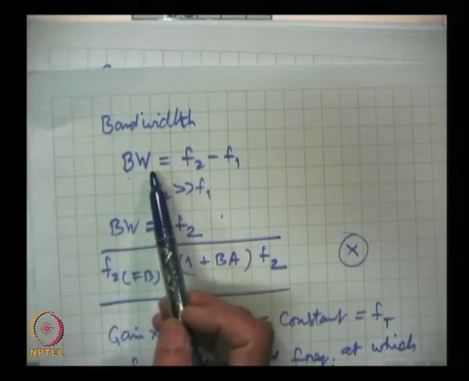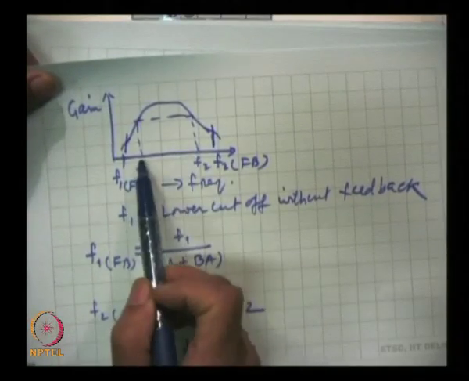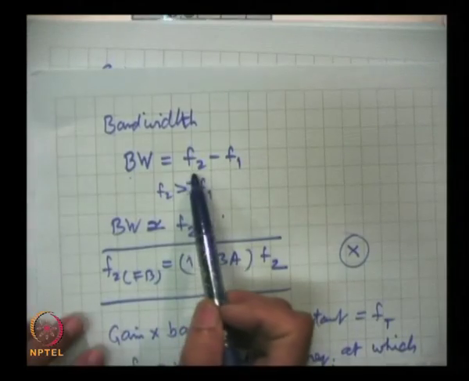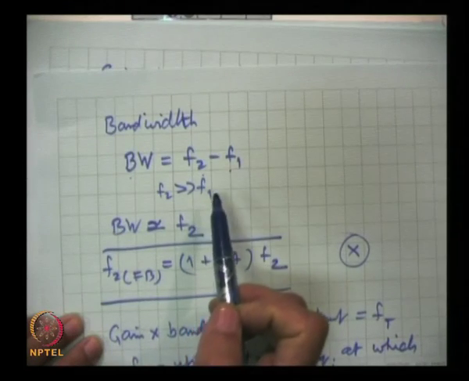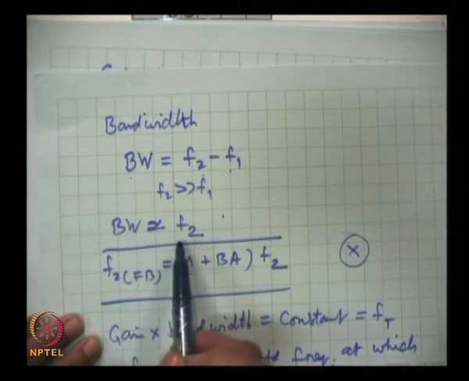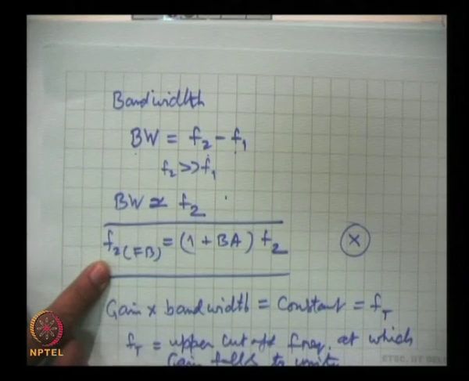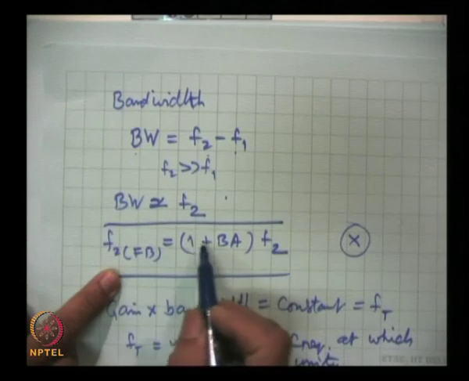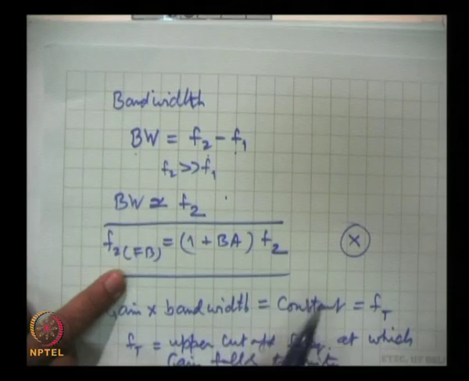bandwidth we defined, in general for the amplifier, between these two cutoff frequencies f2 and f1. So, bandwidth is equal to f2 minus f1, but f1 in general is very small as compared to f2. So, we can drop f1, bandwidth becomes f2, and we have said that f2 with feedback increases and it becomes f2 with feedback equal to 1 plus beta A into f2.